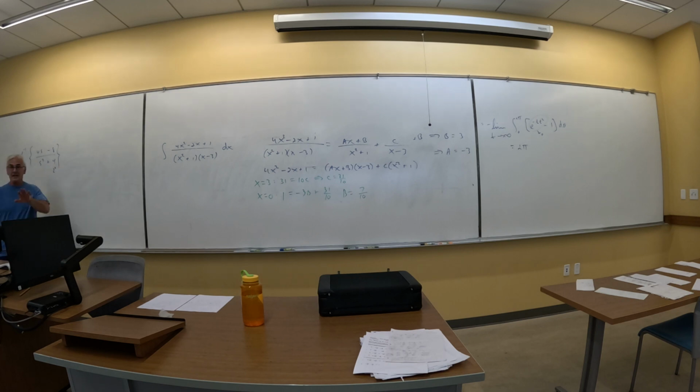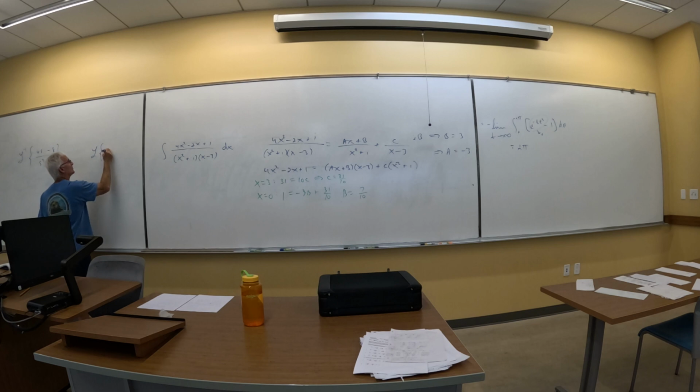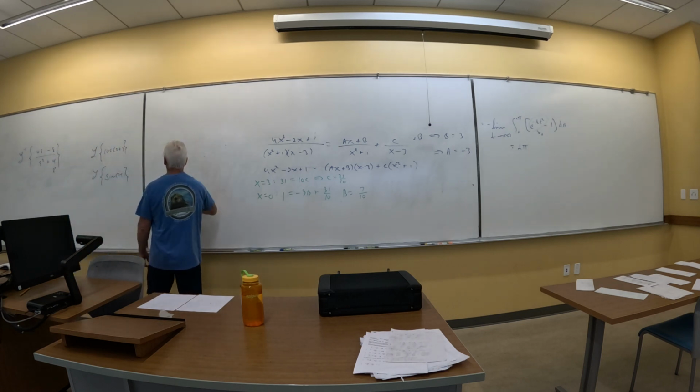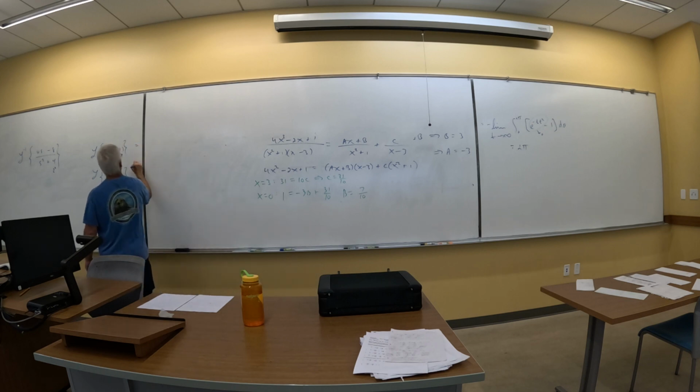So off to the side, until we're so good that we can do this in our head, which may or may not occur. If I wanted to do the cosine of 2t, and I wanted to do the sine of 2t, what would those look like? Well, they would both have that denominator, wouldn't they?